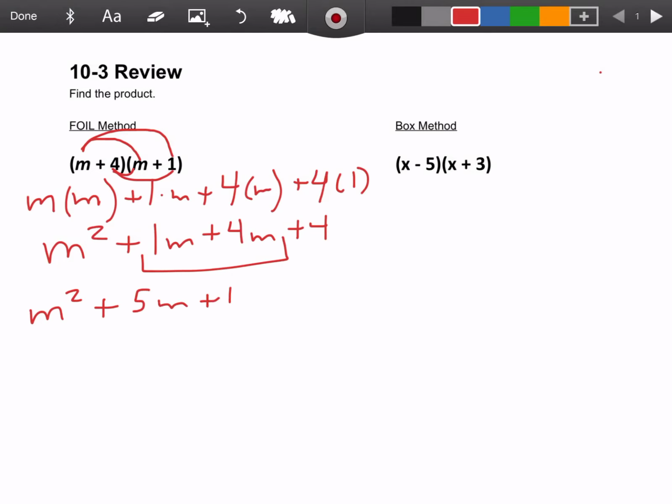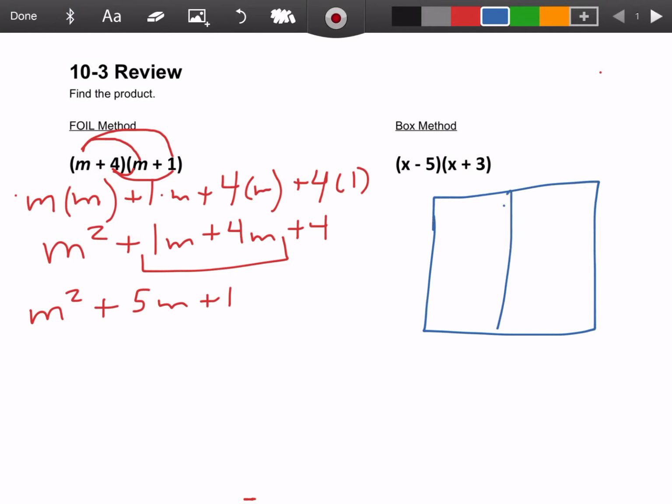Now that seems like quite a bit of math. Just to clean it up here, we have m times m, which would be m squared. This would be 1m plus 4m plus 4. And then we would combine those two middle terms. So our final answer would be m squared plus 5m plus 4. A lot of students could probably skip this first step right here and just move on to that second step.